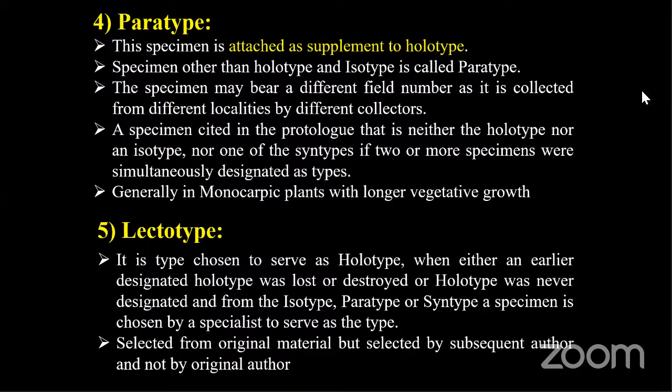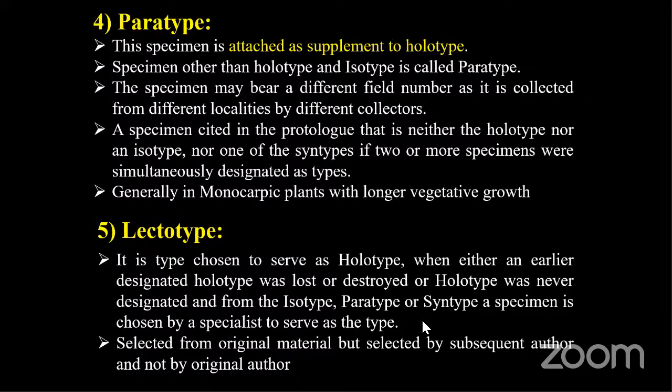So such a specimen which is attached as a supplement to the holotype is commonly called a paratype. Then lectotype: actually it is a type chosen to serve as a holotype when an earlier designated holotype was lost or destroyed, or a holotype was never designated, or from the isotype, paratype, syntype, a specimen is chosen by a specialist to serve as a type.